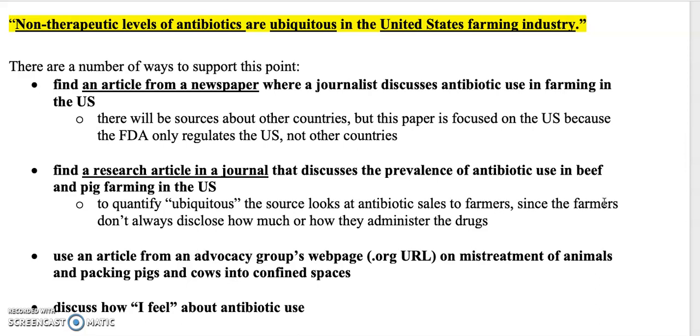I might find an article from an advocacy group on mistreatment of animals and packing pigs and cows into confined spaces. If we look at my main point here, I guess I could shoehorn that into there, but it's not really fitting what I'm trying to do here.